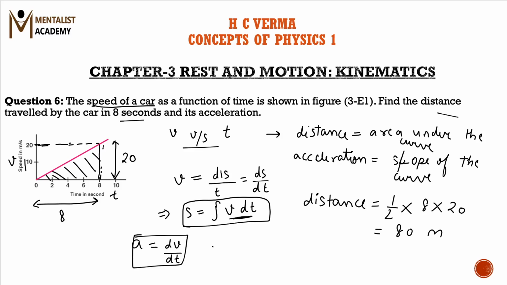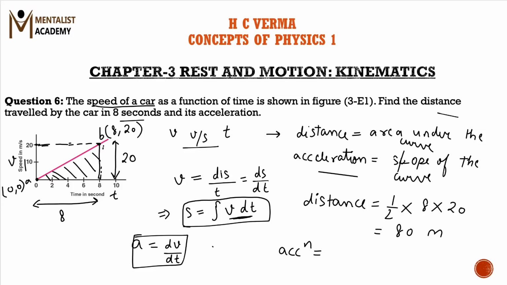Now acceleration we have to find. Acceleration is equal to the slope of the curve, that is dv by dt. And how do you find the slope? If we take these 2 points, a and b, the coordinate of this point is 8, 20, and the coordinate of this point is 0, 0.